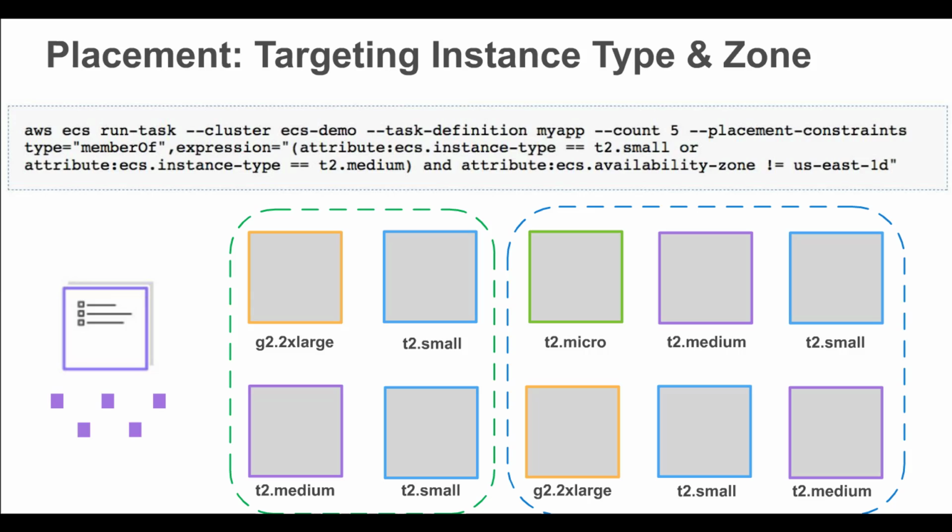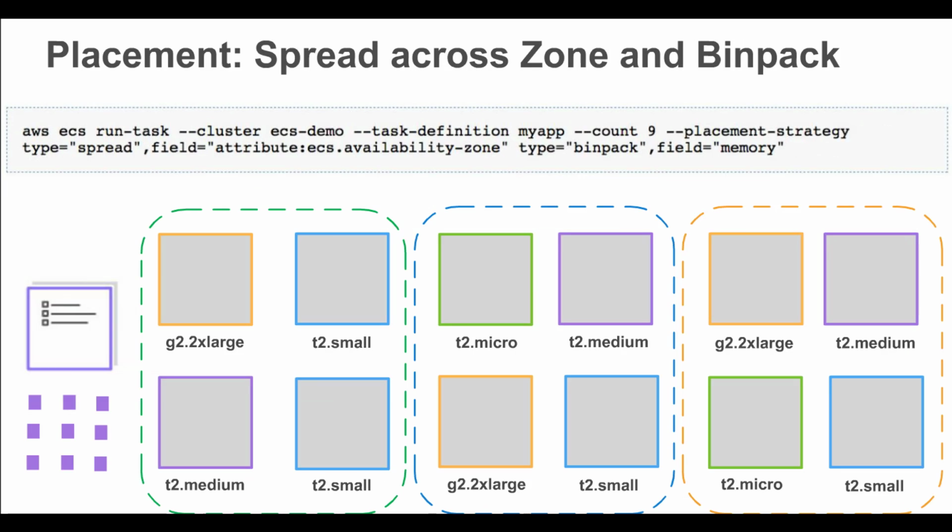Before we dive deep into the patterns and the different aspects of the 12-factor app, let's touch briefly upon task placement. The task placement engine provides you the capability to place tasks based on placement constraints, and you can do complex expressions and place tasks as per your need. In this example, we're using the filter query language and placing tasks for the my app task definition, and we're going to place 5 of them. The constraints we're using are that these tasks should only land on T2 small or T2 medium instances, and they should not land in US East 1D.